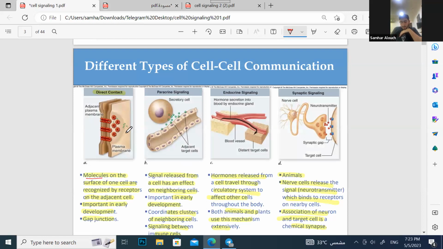As I said, molecules on the surface of one cell are recognized by receptors on the adjacent cell. It's important in early development, and there are gap junctions in it, okay? So this is the first type.